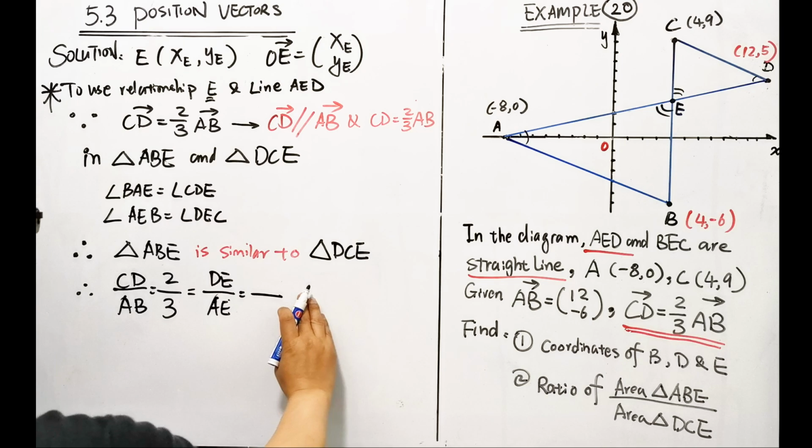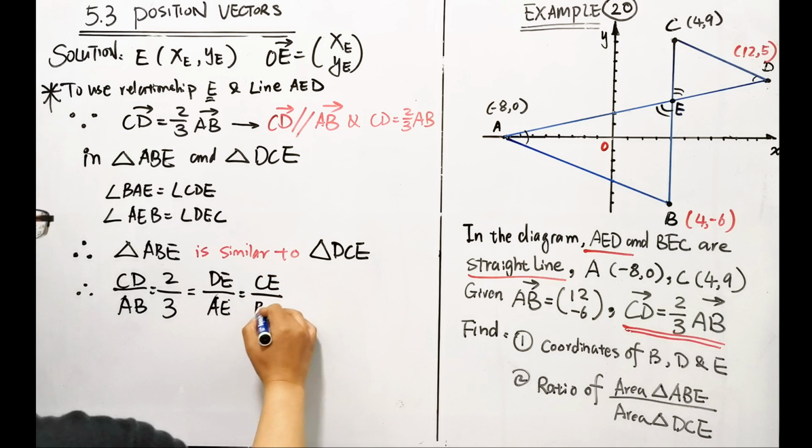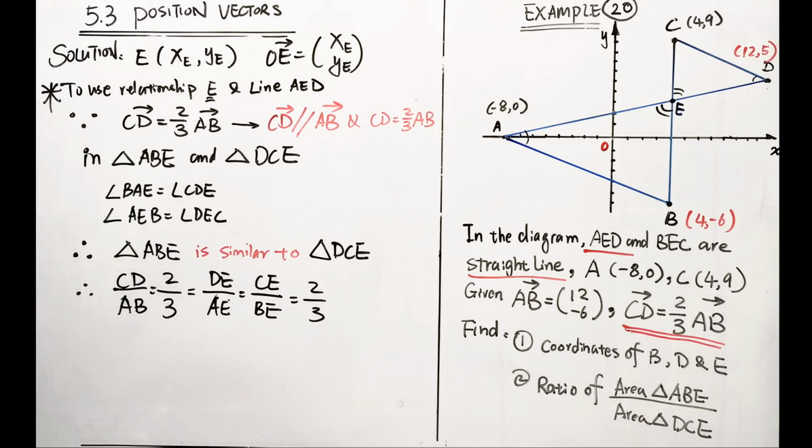We also can find out, in fact, the CE and the BE, right? So they are all equal to this. They have the same ratio because they are similar, so we can find out this. Okay, and similarly, we just continue. Let's continue. So AE, what can we find out?